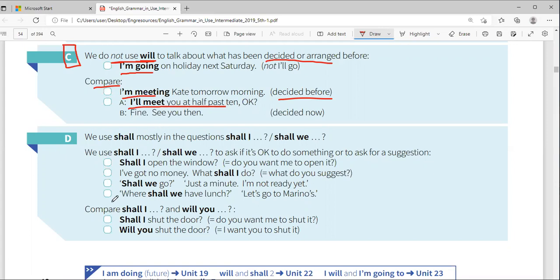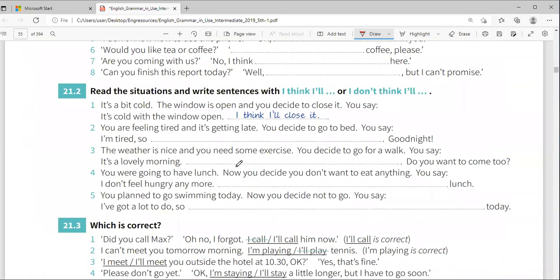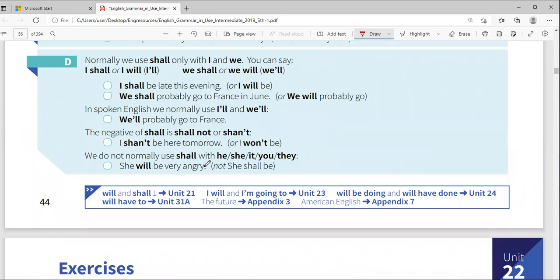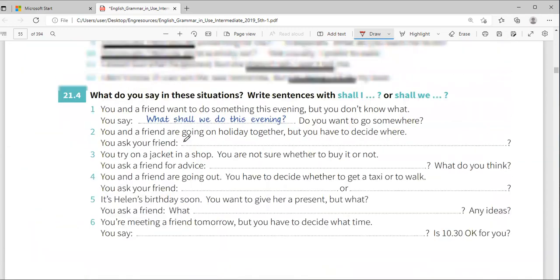So like I told you, compare shall I and will you. Shall I shut the door? Means, do you want me to shut the door? Will you is like a directive. Will you shut the door? So I want you to shut the door. So there is some bit of difference here, but as we'll see, will and shall are actually the same thing. Next page: normally we use shall only with I and we. I shall or I will, we shall or we will, they're the same. But don't use shall for they, she, or he. We'll see that in the next lesson.